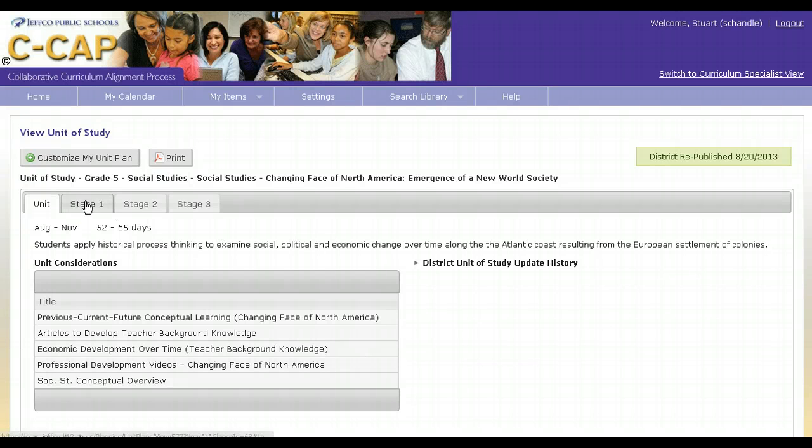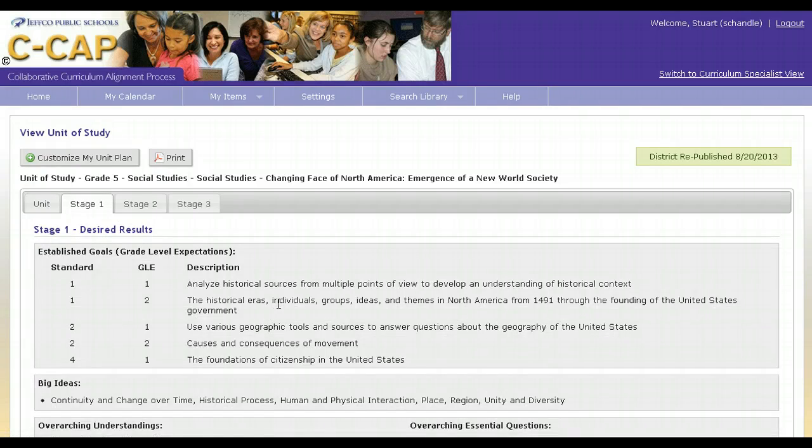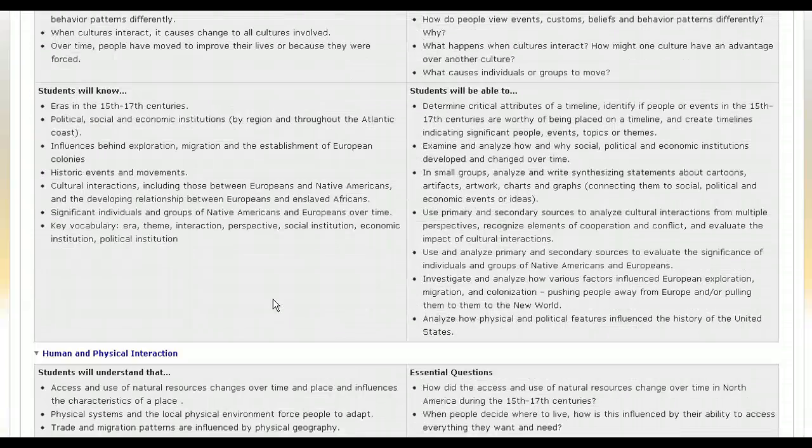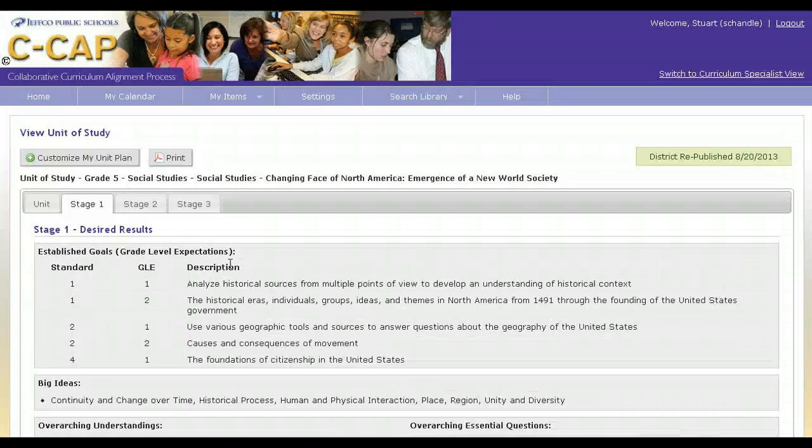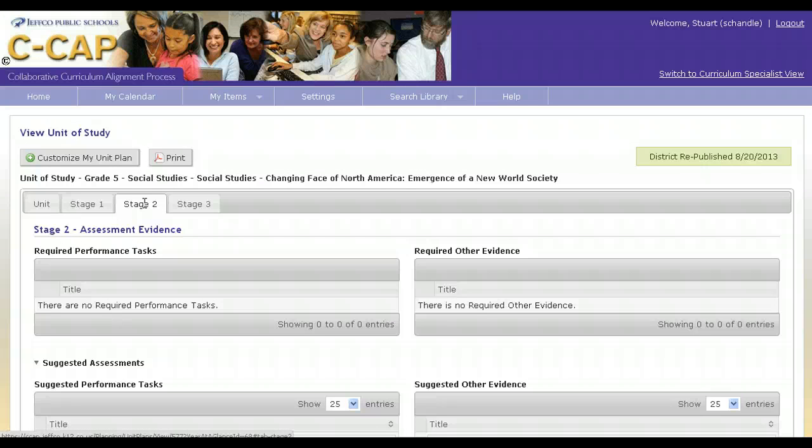When you click on the Stage 1 tab, again you see the different desired results for this unit of study. When you click on Stage 2, which is that idea of once you know your learning goals, design your assessment, so as part of backwards design.